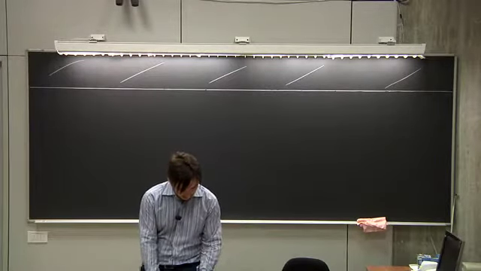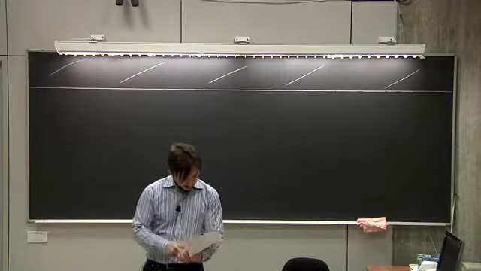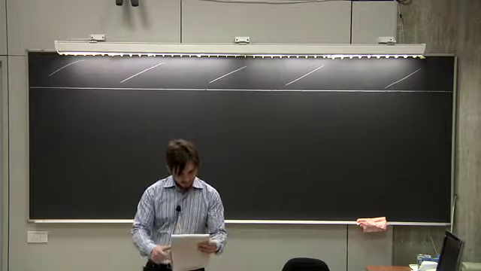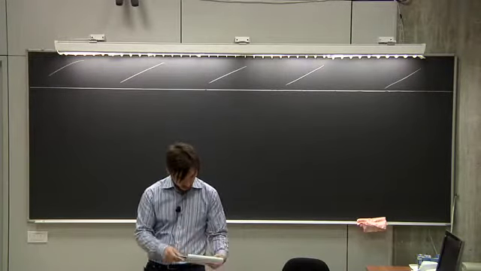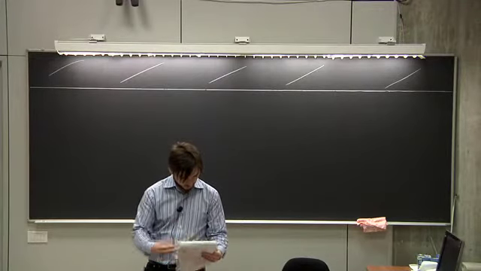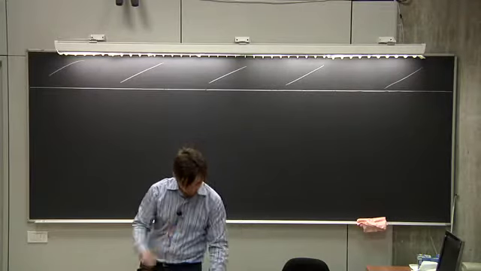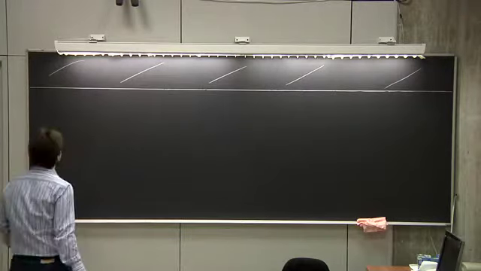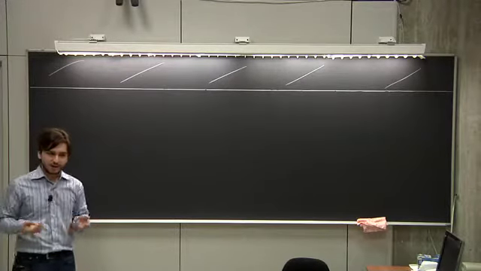So maybe we can start with a very quick recap about the binomial distribution, just to be sure that we're on the same page. So how does this distribution arise?